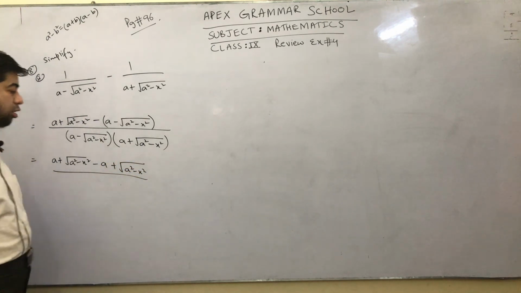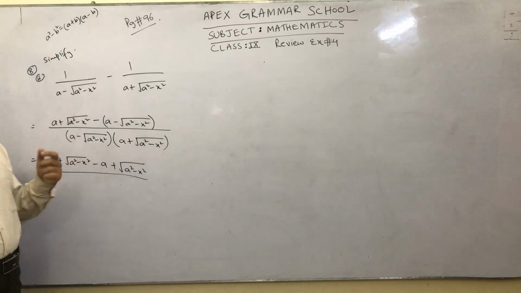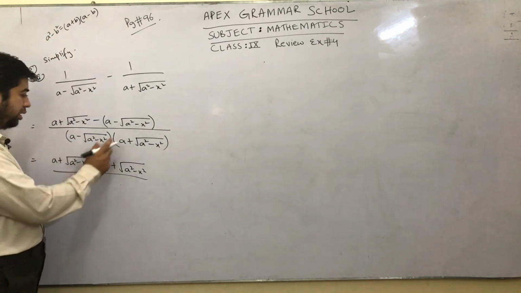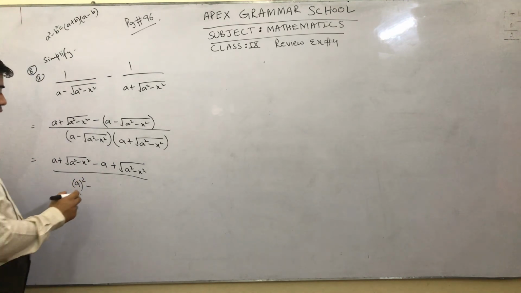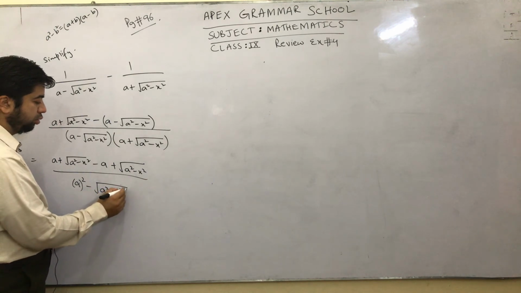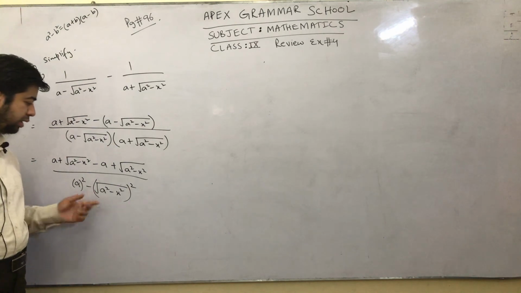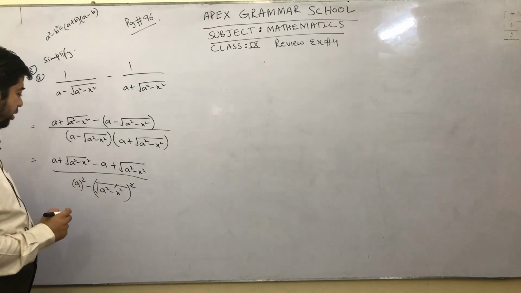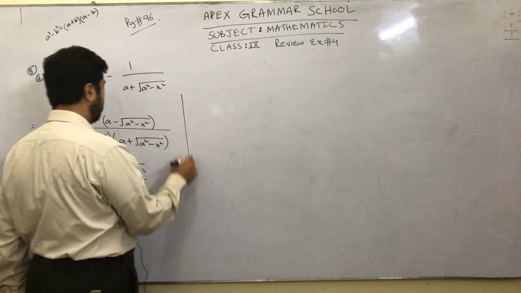And within the denominator you can see that this is of the type a minus b into a plus b. So a minus b into a plus b is a square minus b square. This is a square, and for b square you can see that it is square root of a square minus x square, whole square. This is now a square minus b square. So this square is cancelled with this square root, and now this positive a is cancelled with this negative a.